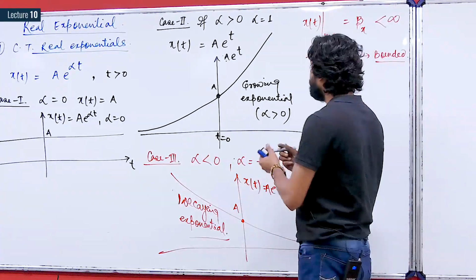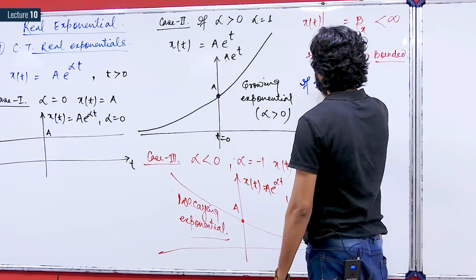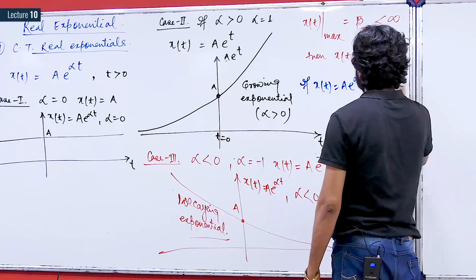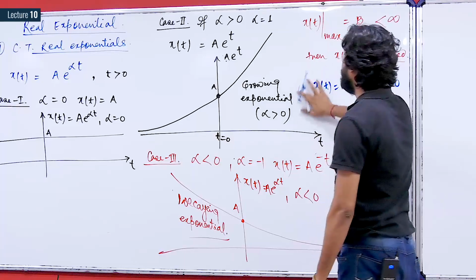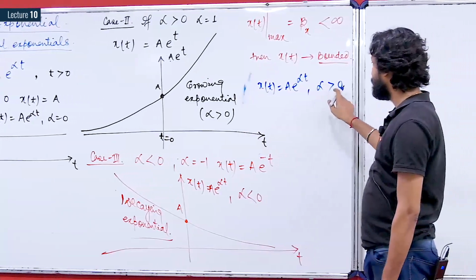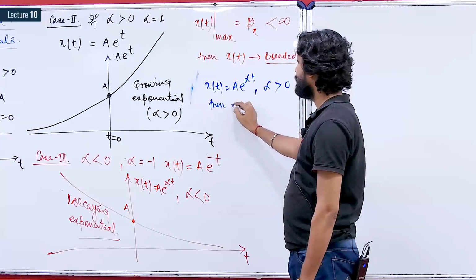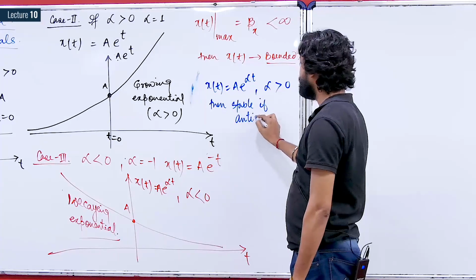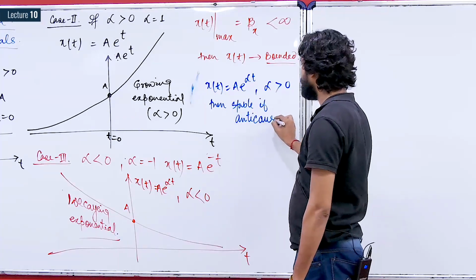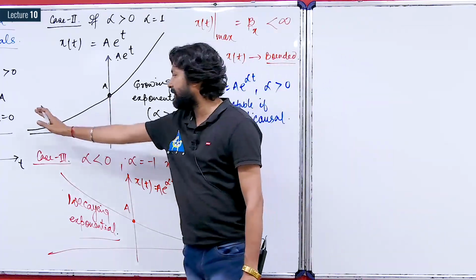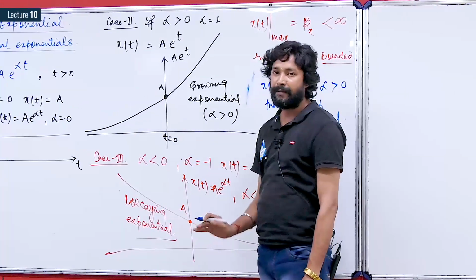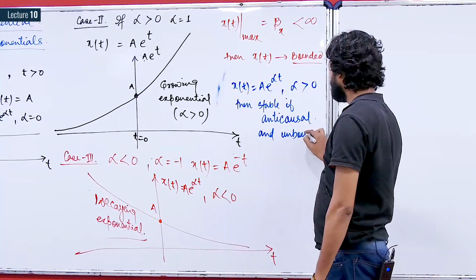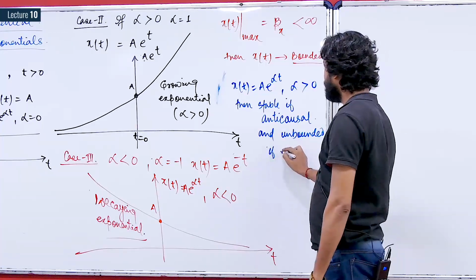So, what we have discussed: x of t equals a e to the power alpha t, where alpha greater than 0. Then this signal is stable or bounded if it is an anti-causal signal, that is if it exists only in this duration. And it is unstable or unbounded if non-causal or causal.